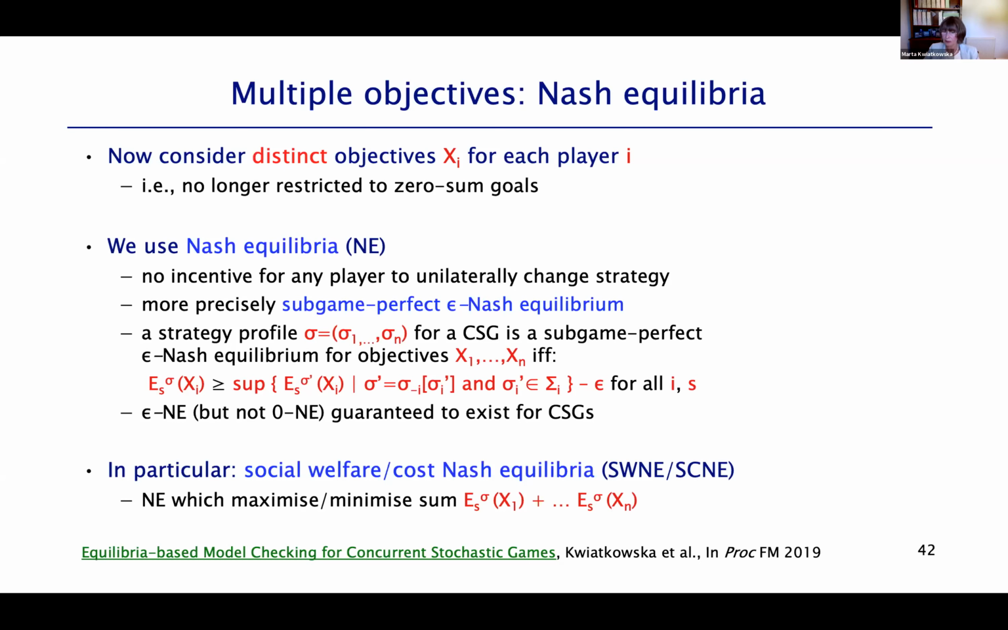Social welfare optimal means that they maximize the sum of the objectives, the sum of the payoffs. You could have a lot of equilibria, but you only select the one that maximizes the sum of the payoffs. And similarly, social cost Nash equilibria, which dually minimize the sum.